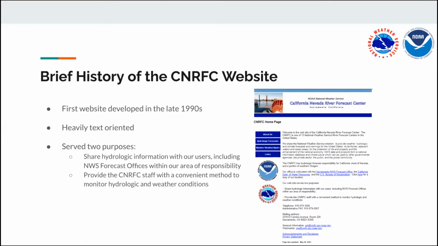But I did want to point out that it basically said we serve two purposes, and this basically continues to today. Just share hydrologic information with our users and partners, including all the NWS forecast offices within our area of responsibility. Then also provide the CNRC staff with a convenient method to monitor hydrologic and weather conditions. Like I said, even at the very beginning of developing our webpage, this was our purpose for creating it.